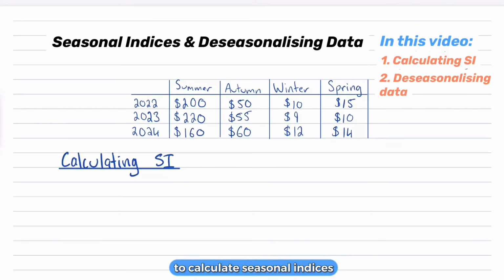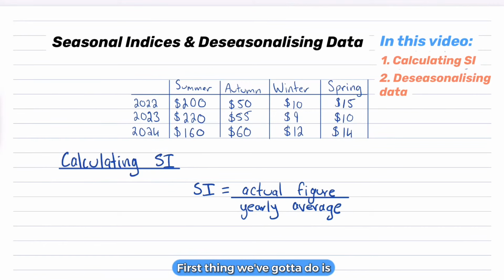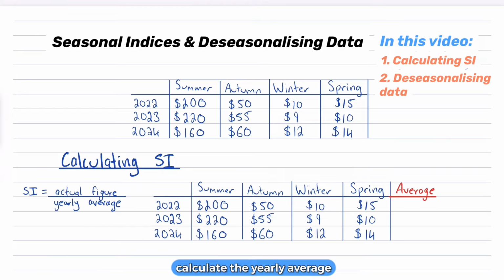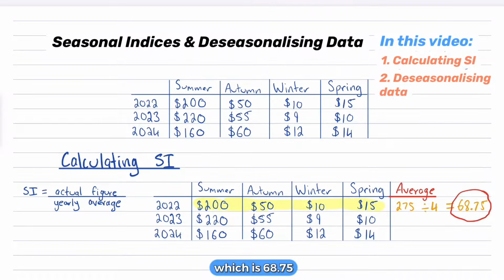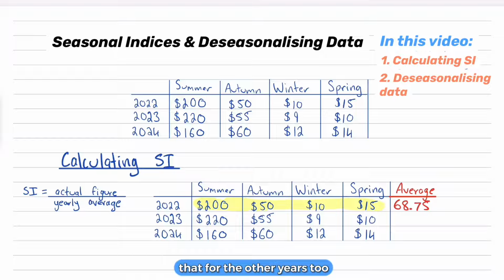To calculate seasonal indices, we've got to do two things. First, we've got to calculate the seasonal index of each of these points. The way to do that is the actual figure divided by the yearly average. So we're going to have to calculate the yearly average, and the way to do that is we're going to add up all of the 2022 data and then divide it by 4, which is 68.75. And then we're going to repeat that for the other years too.